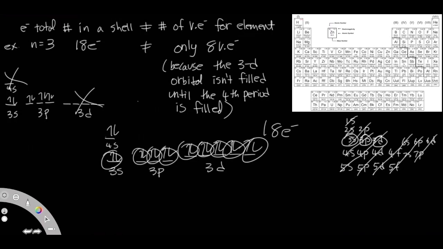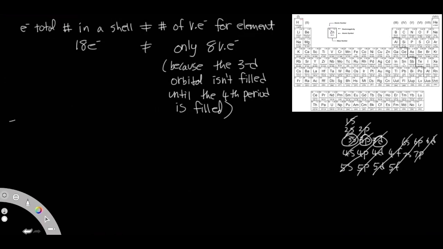Let's try another example. We'll try n is equal to 4. Let's look at the two differences between the total electron number and the total valence electron. If I were to write this out, we are starting at our 4s. After the 4s, we go up all the way to our 3d. So let's make a 3d over here. After the 3d, we go to our 4p's. After the 4p's, we go to the 5s. After the 5s, we go to the 4d's.